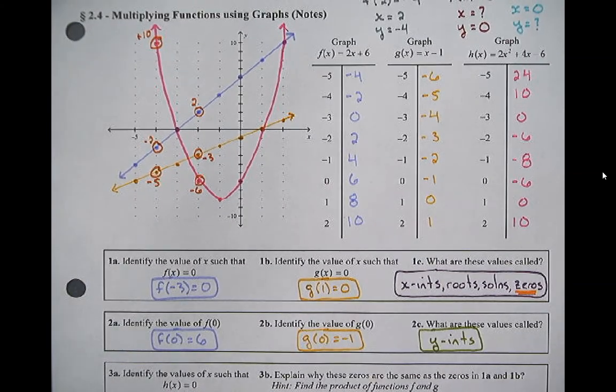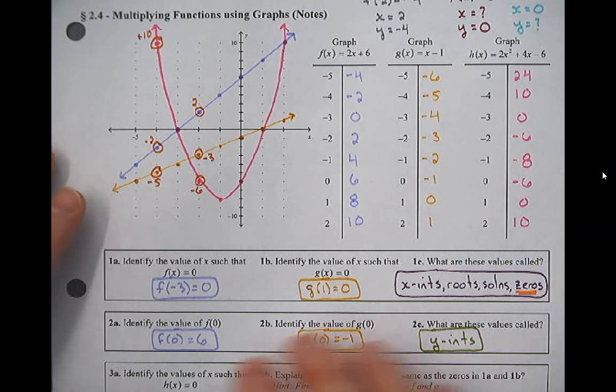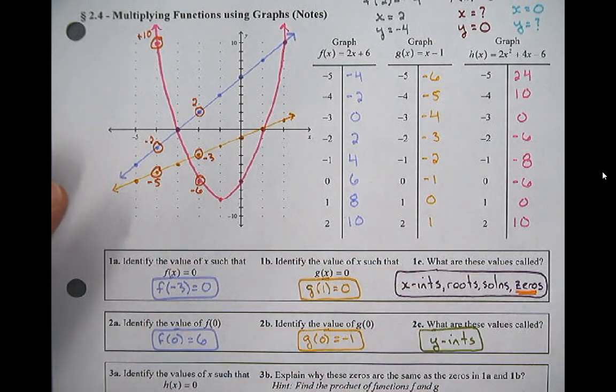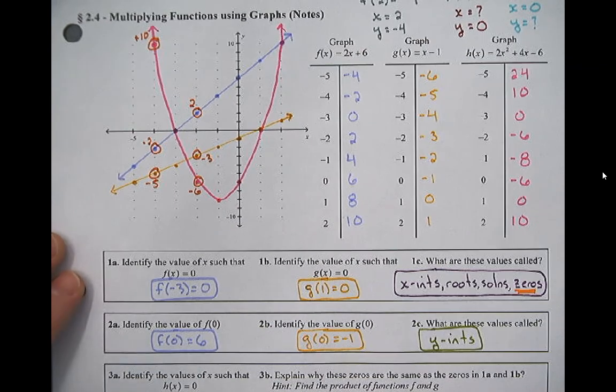So anyway, you get the idea. I'm going to go on and on and on. But a parabola is really just 2 lines multiplied together. So why are the zeros the same?